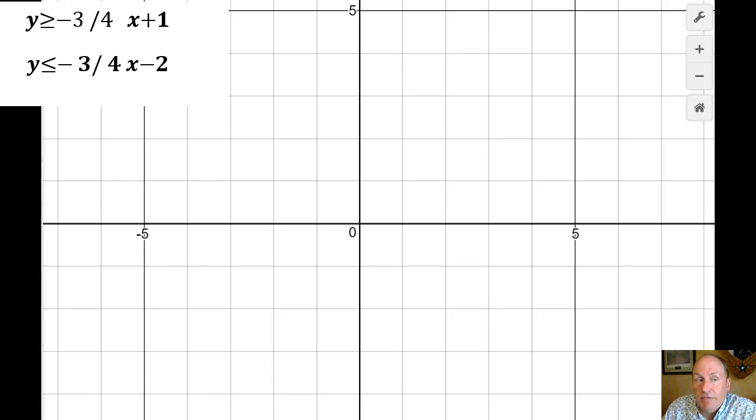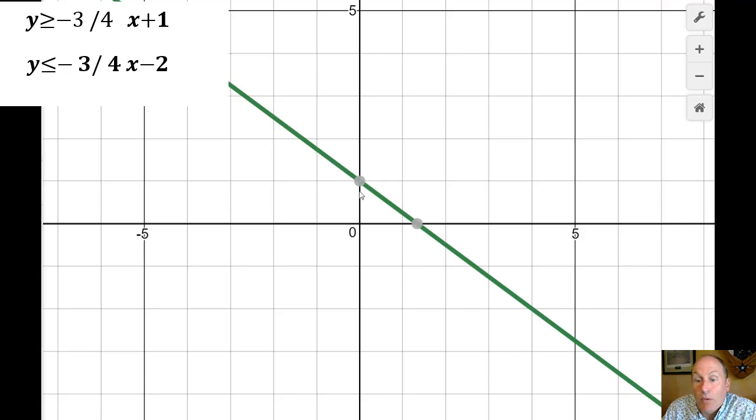We'll begin by graphing the boundary line for the first inequality. y equals negative 3/4 x plus 1 has a y-intercept at 1 and a slope of negative 3/4, meaning that it goes down 3 as we go to the right and over 4. So my next point I could plot will be right down here at 4, negative 2 in addition to the intercept, and that would help me create that line.